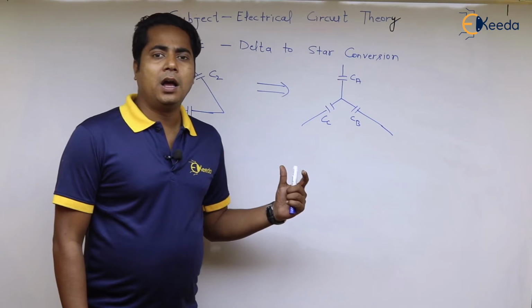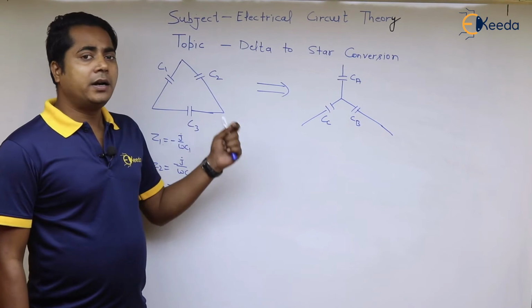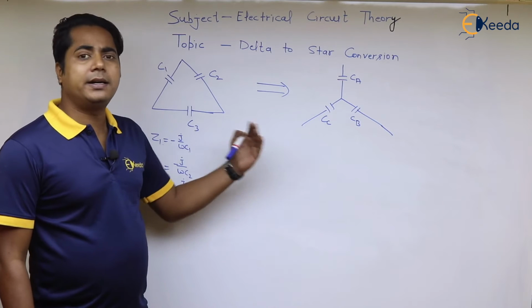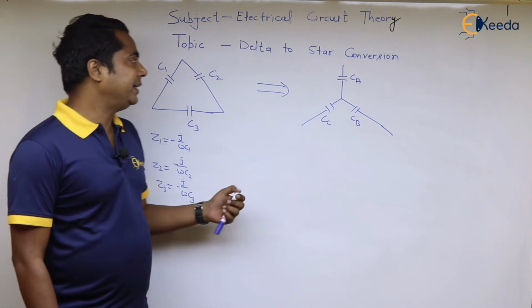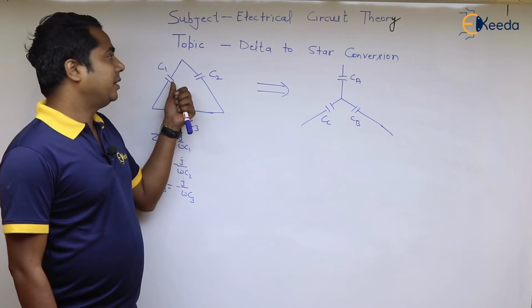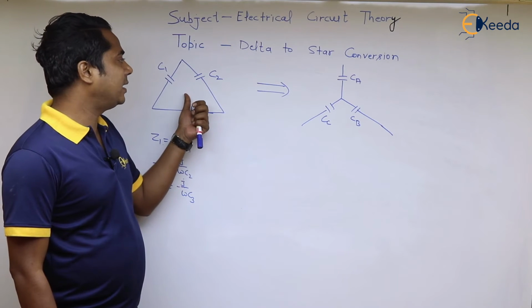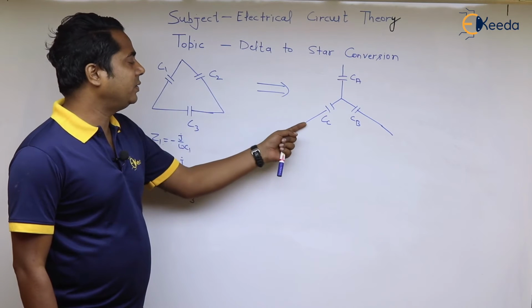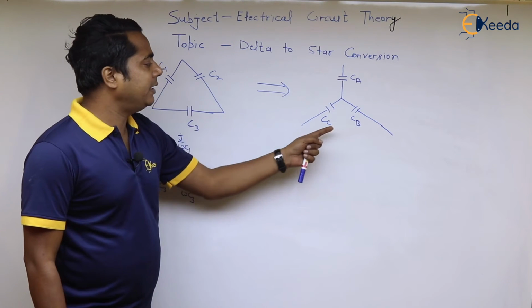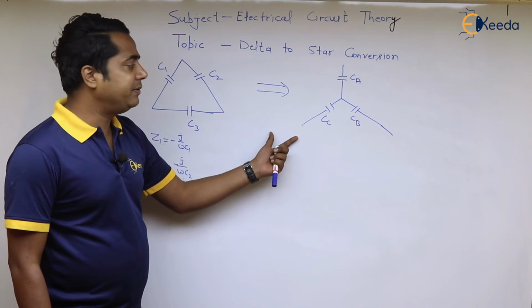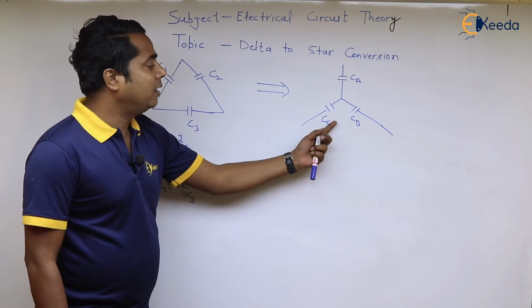We have seen how we converted delta to star in terms of resistance and inductance. Now we have three capacitance values C1, C2 and C3 connected in delta, and we are converting this into star, CA, CB and CC. The value of CA will be what? The value of CB will be what? The value of CC will be what?